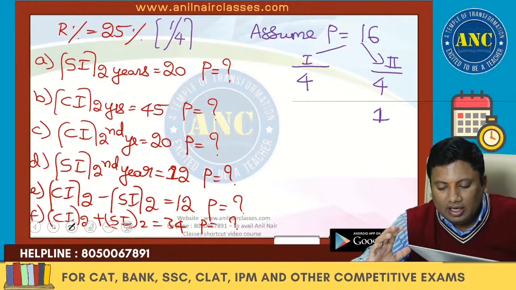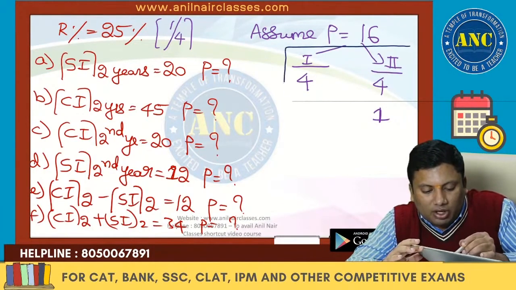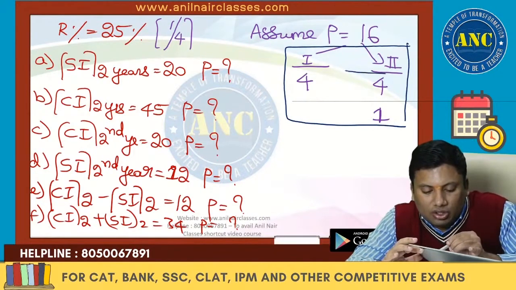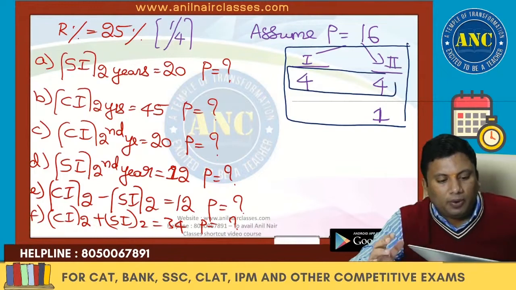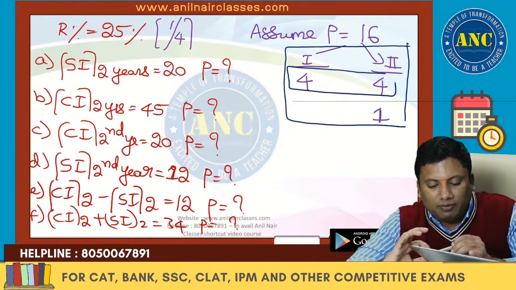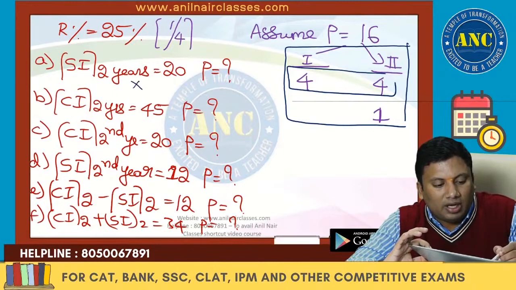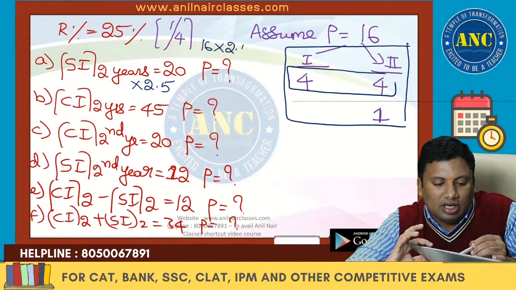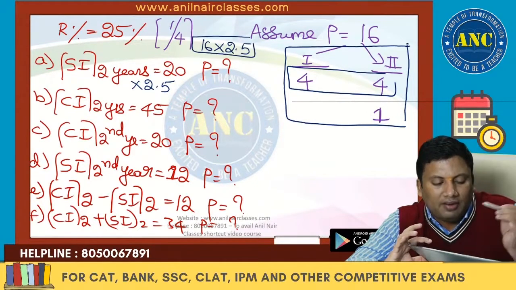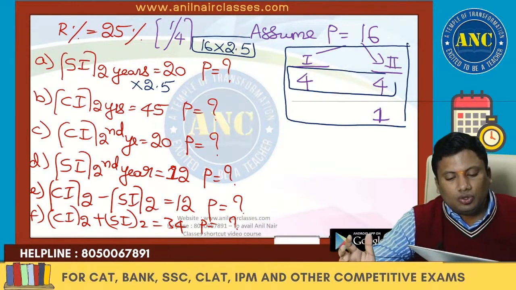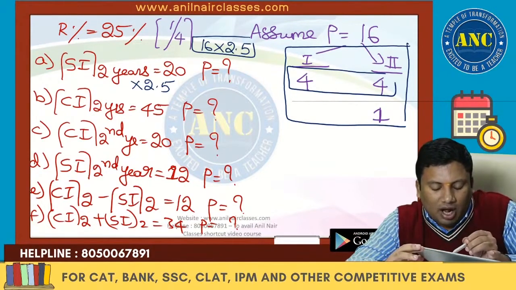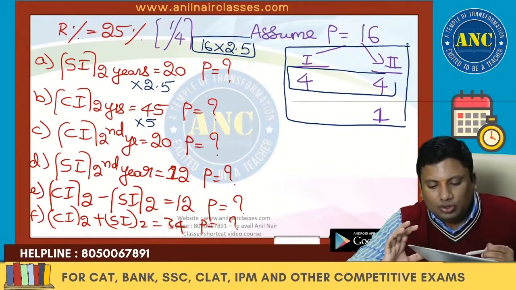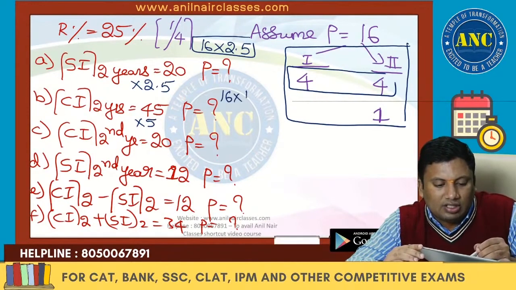Now see here. Listen carefully. This total box is nothing but compound interest for 2 years. This total line is nothing but simple interest for 2 years. 4 plus 4 is 8. 8 is becoming 20, which is 2.5 times. First one answer is 16 into 2.5. Simple interest, compound interest for 2 years is 9. 9 is becoming 45, which is 5 times. Second one answer is 16 into 5.